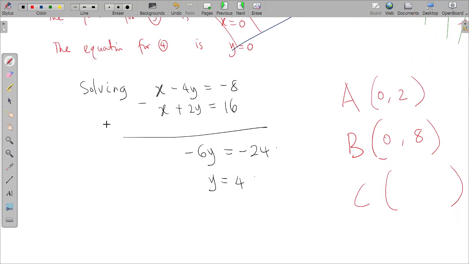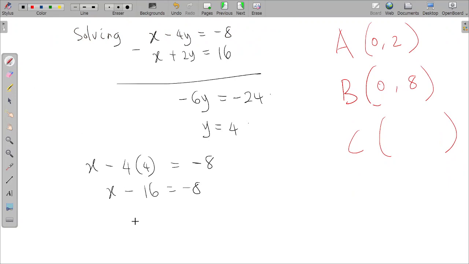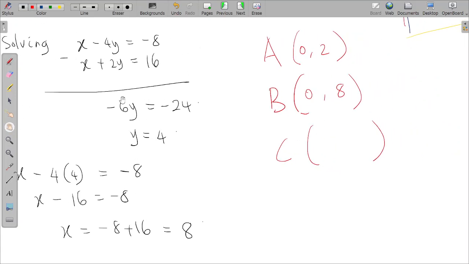Then to get x, put y equals 4 in any of these equations. So x minus 4 times 4 equals minus 8. X minus 16 equals minus 8. And then we have x equals minus 8 plus 16, which equals 8. So that means the point of our C is 8, 4. That is the point of our C.